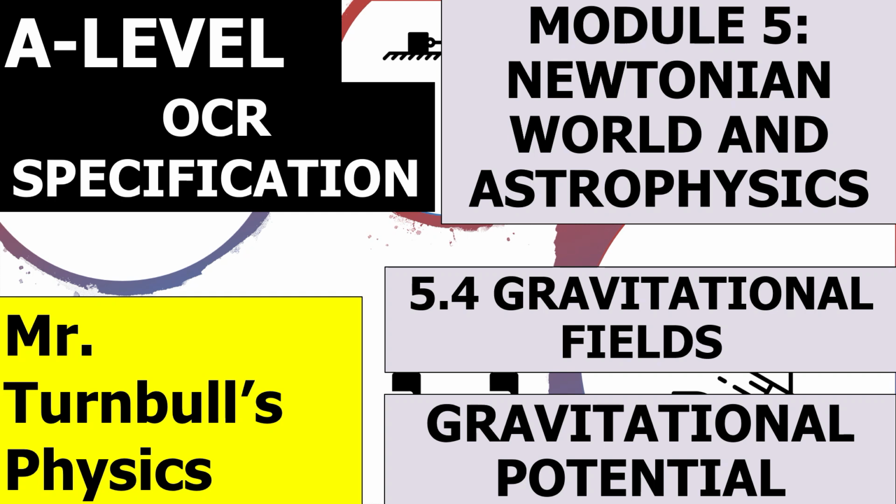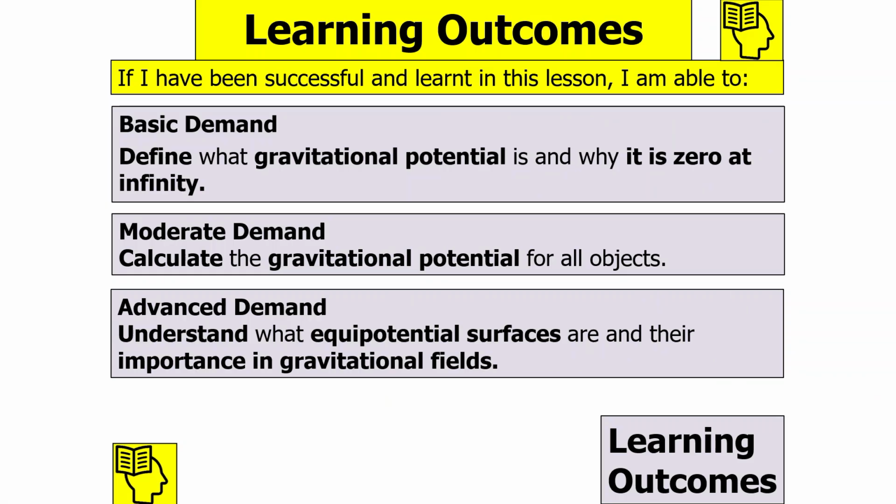Hello and welcome to this lesson for OCR A-Level Physics. In Module 5, the Newtonian World and Astrophysics, in the topic of gravitational fields and on the concept of gravitational potential. So if we've been successful and we've learnt in today's lesson, we should be able to define what gravitational potential is and why it is zero at infinity, calculate the gravitational potential for all objects, and understand what equipotential surfaces are and their importance in gravitational fields.